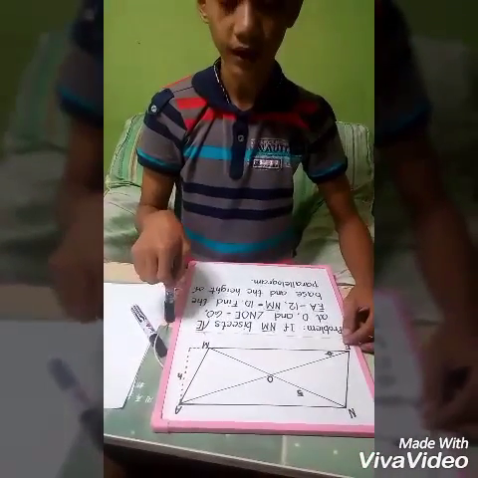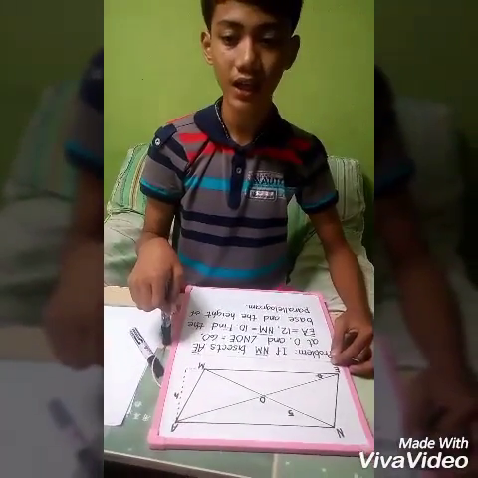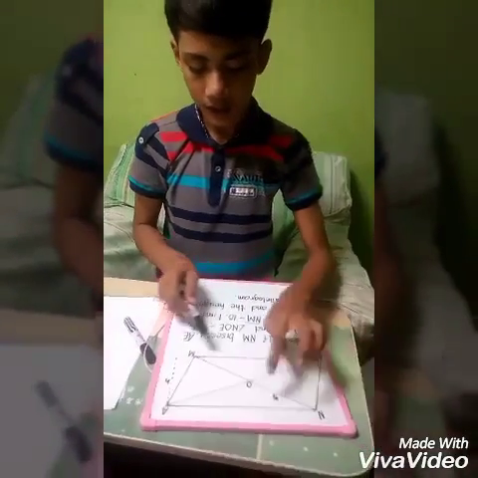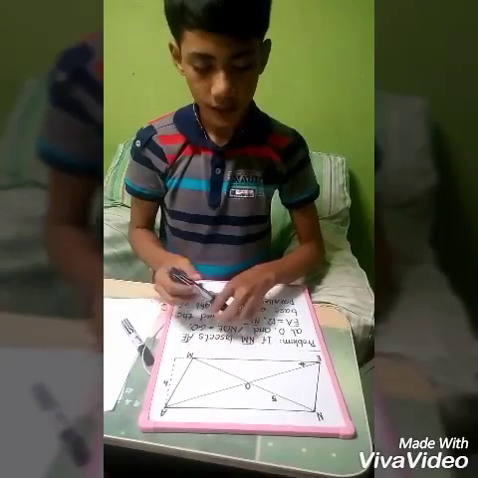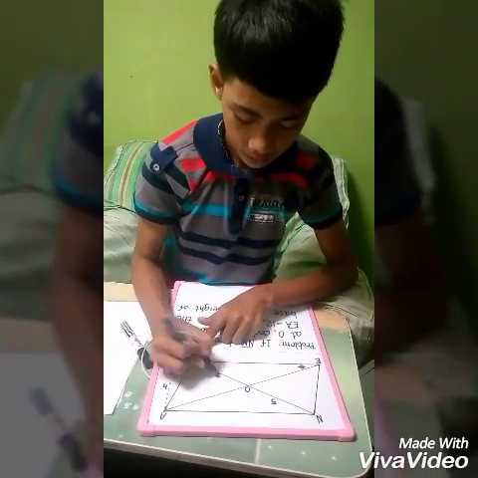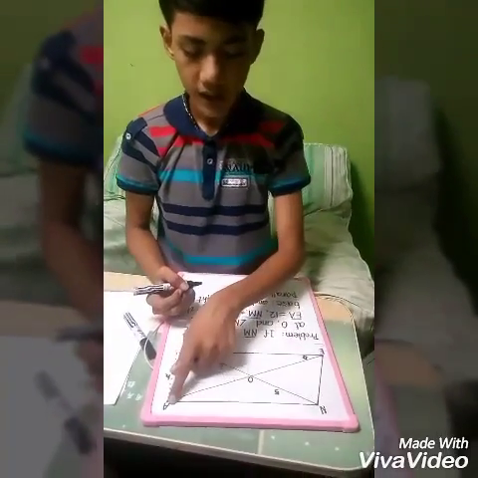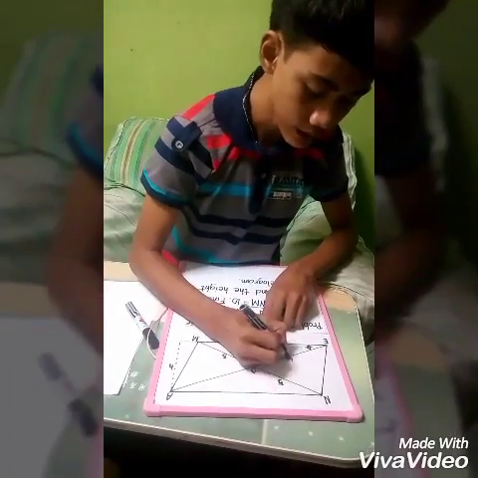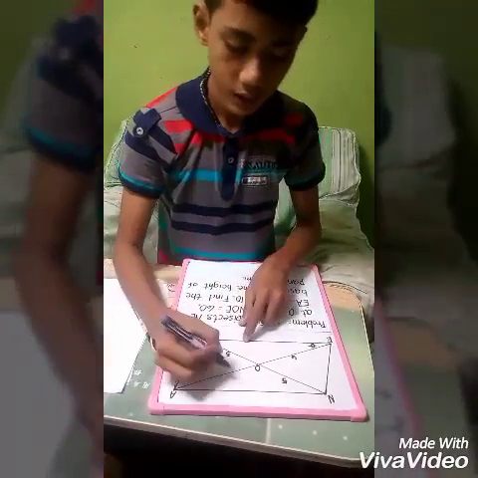Based on the third property of parallelogram, diagonals bisect each other, we can clearly state that if NM is equal to 10, then NO is 5 and OM is 5 also. And if EA is equal to 12, then EO is equal to 6 and OA is equal to 6.